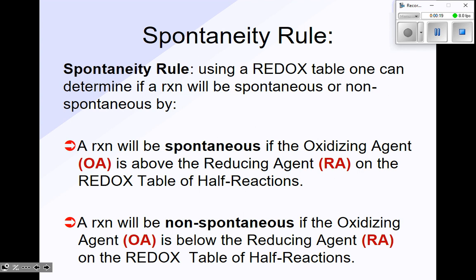So the spontaneity rule says, and I'm going to be repeating myself over and over again so you get it, because it's just getting it. Once you get it, it's actually kind of easy. Using a redox table, one can determine if a reaction will be spontaneous or non-spontaneous.